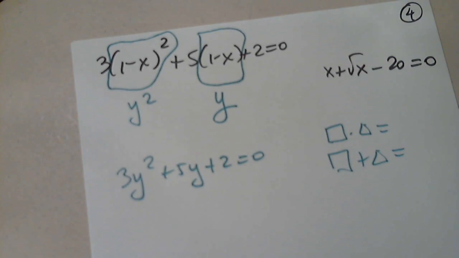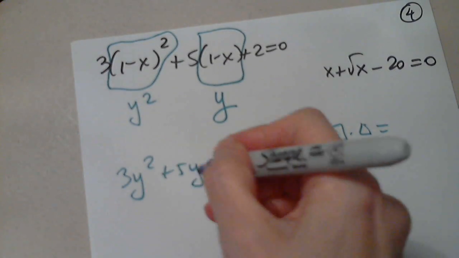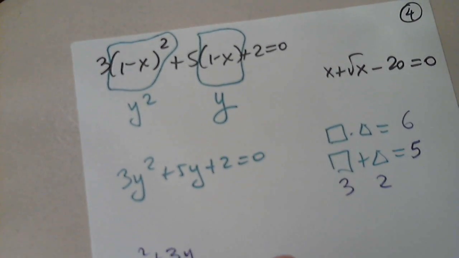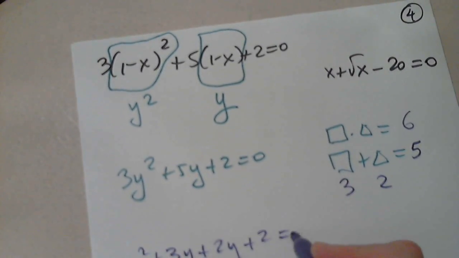So what is the sum? What is the product? Anyone, please. The product is 6, yes, indeed. 3 times 2. Awesome. And then the sum is 5. Excellent. Therefore, we need 3 and 2. Very good. So then this is 3y squared plus 3y plus 2y plus 2 equals 0.